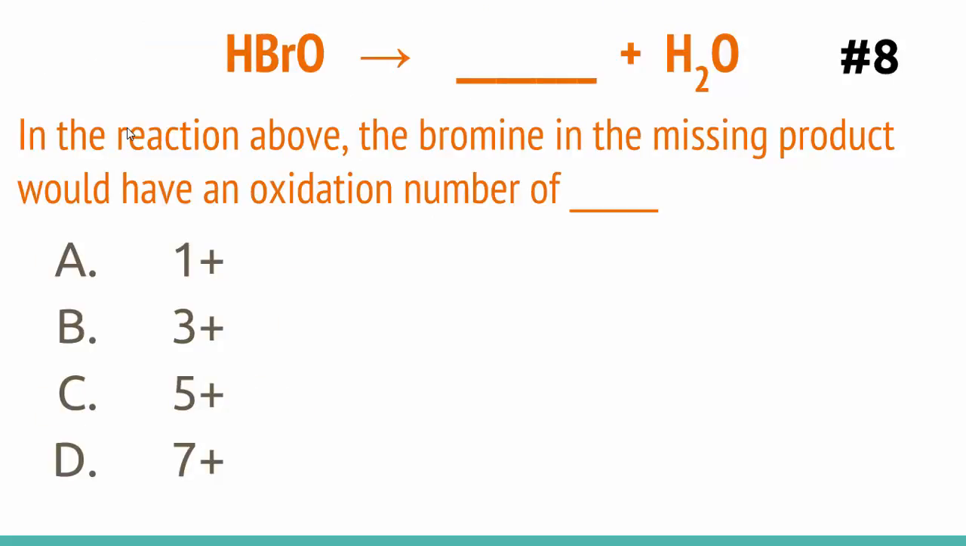Number 8 is a little tricky one, probably the first tricky one of the bunch on this quiz in general. It asks, in the reaction above, the bromine in the missing product would have an oxidation number of what? Well, remember, in most of the compounds that we're introducing you to here in first year chemistry, whatever the oxidation number is on the element like bromine at the beginning is the same oxidation number it'll have at the end. So what does that mean for us?